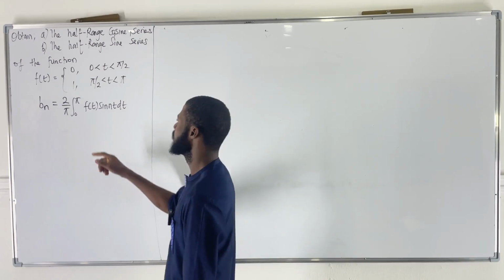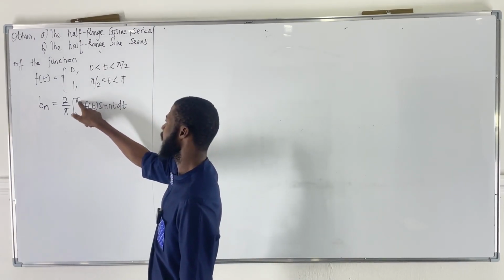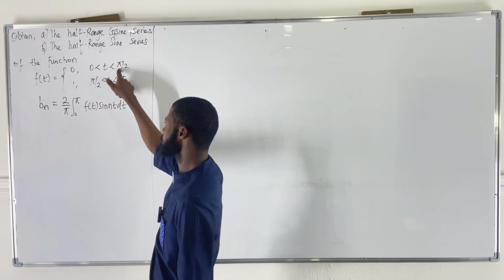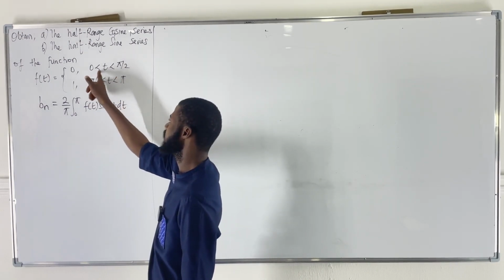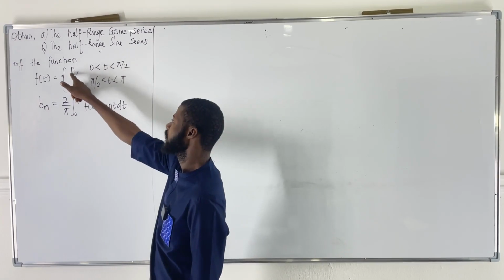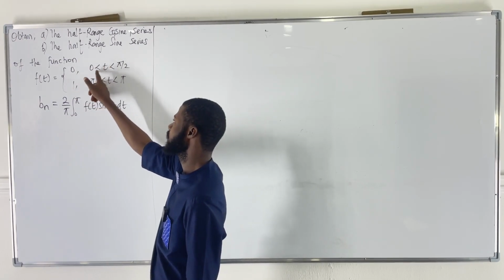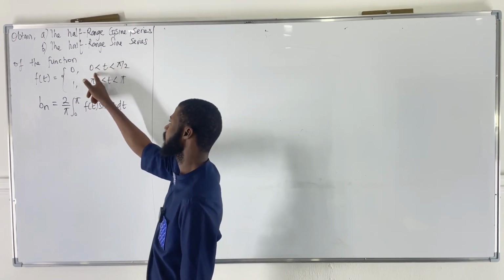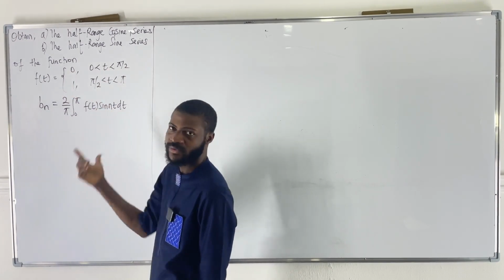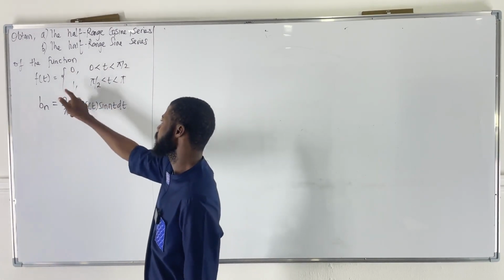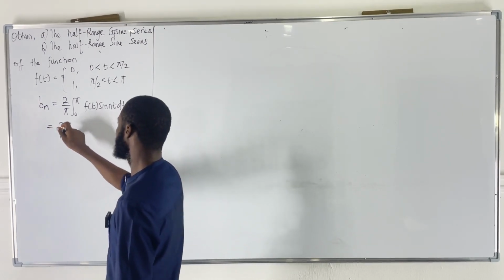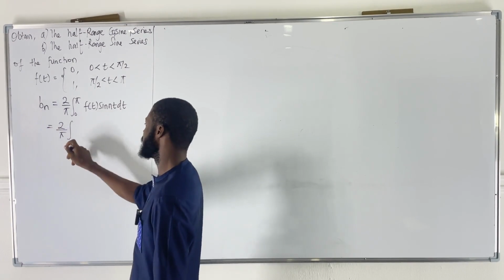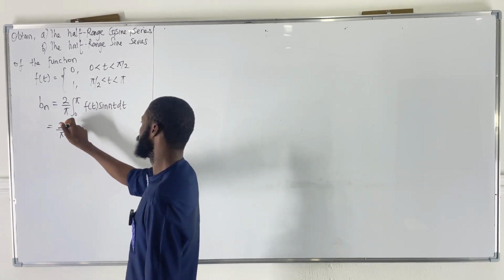Now again, I have to break my 0 to pi into 0 to pi over 2 and then pi over 2 to pi. But over this first interval, the function is 0. So there's no need, because when I integrate within this interval, since the function is 0, it's kind of useless. So I only need to be doing this one. So this will be 2 over pi, and I have the integral from pi over 2 to pi.